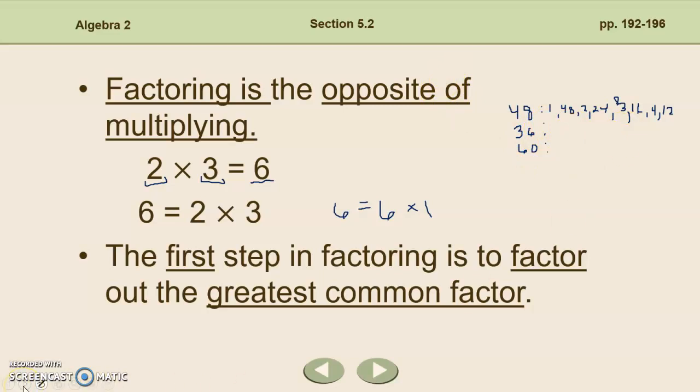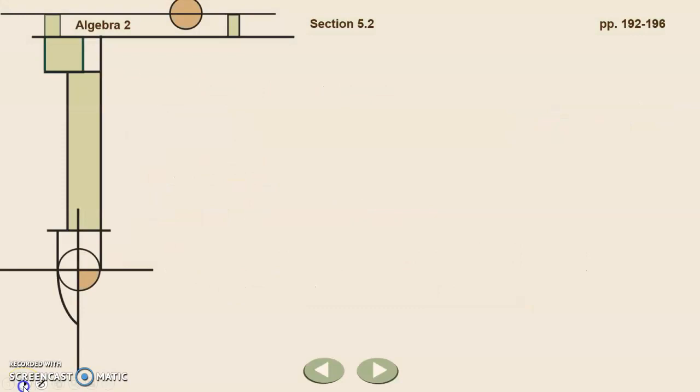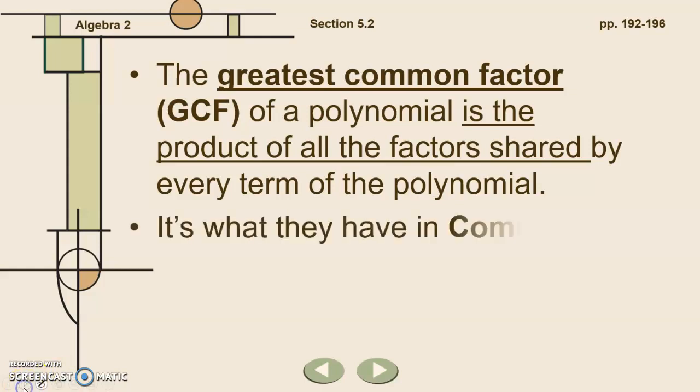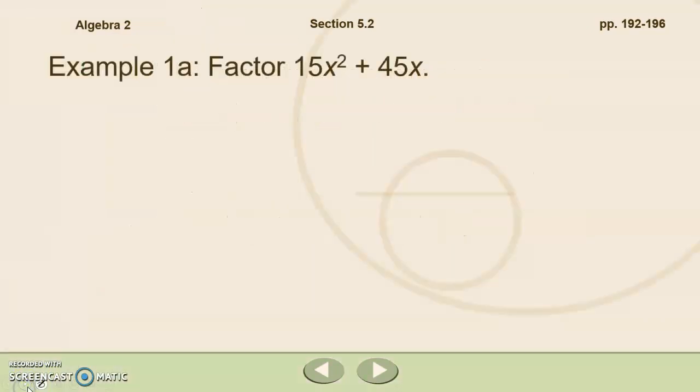The more experience that you get with factoring, the easier it will be for you to find that greatest common factor. You can look at it and do it mentally. But let's take a look at what it looks like when we have to list all of the factors. So let's think of the factors of 15x squared and 45x. These are our two terms, and we know that the factors of 15 are 3 times 5, and then x squared is x times x. And the factors of 45 are 3 times 3 times 5 times x.